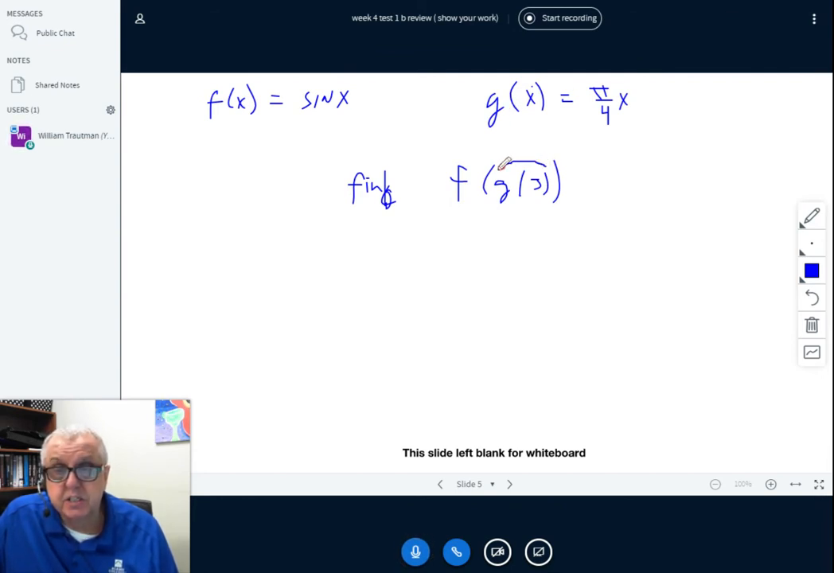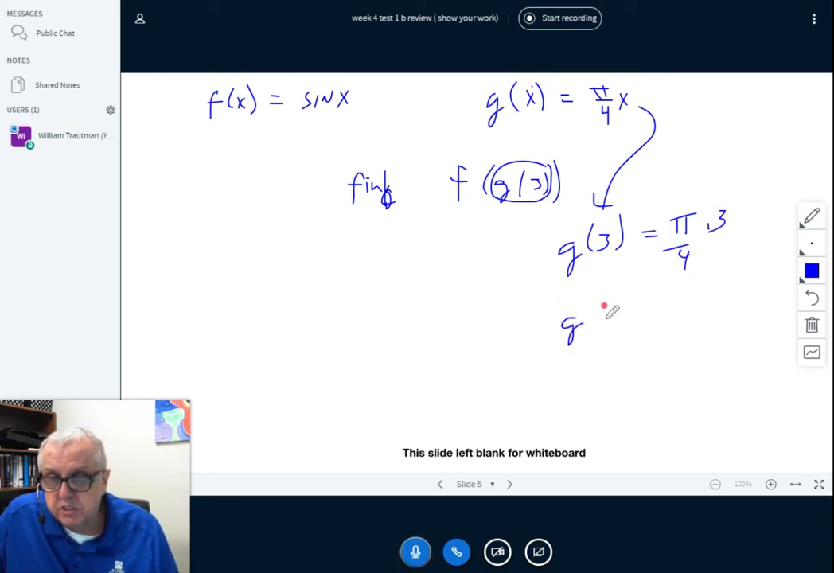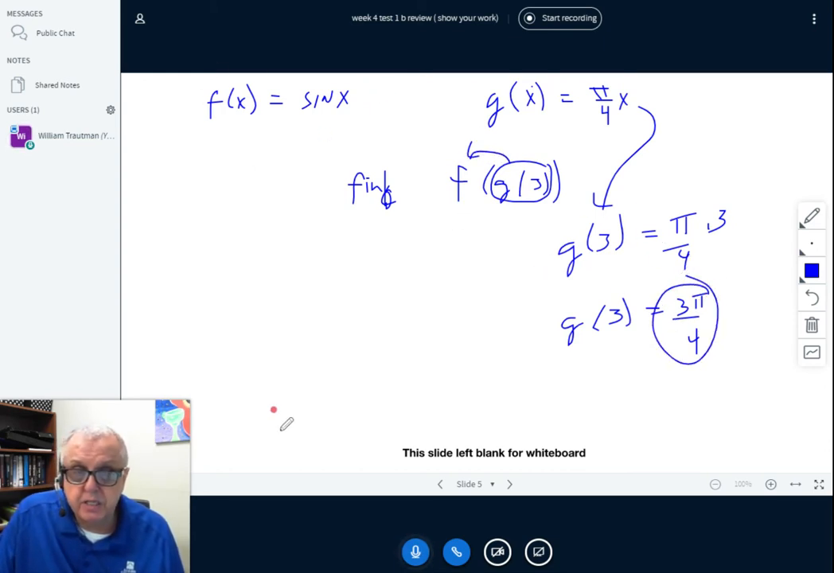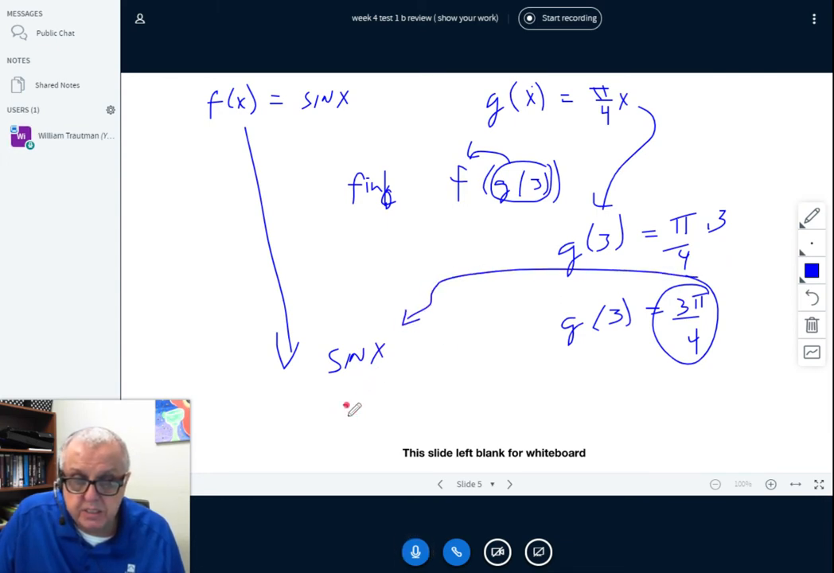So the first thing, and this is a composite: first, find g when x is 3. Here's g. And when x is 3, I get pi times 3 over 4. So g of 3 equals 3 pi over 4. Then I'm going to put that into f. I'm putting 3 pi over 4 into f. f equals the sine of x. So I'm putting 3 pi over 4 in there.